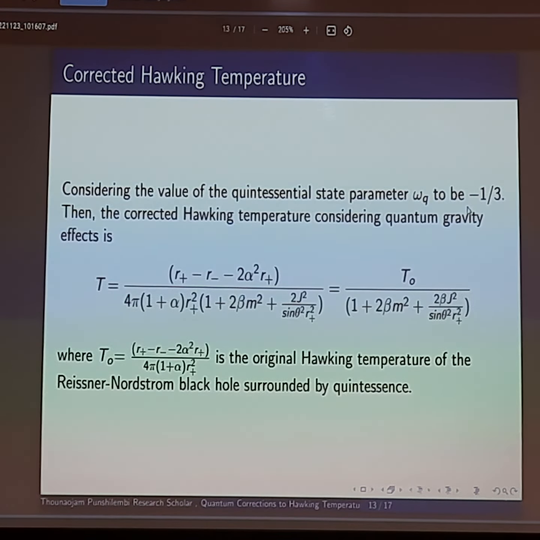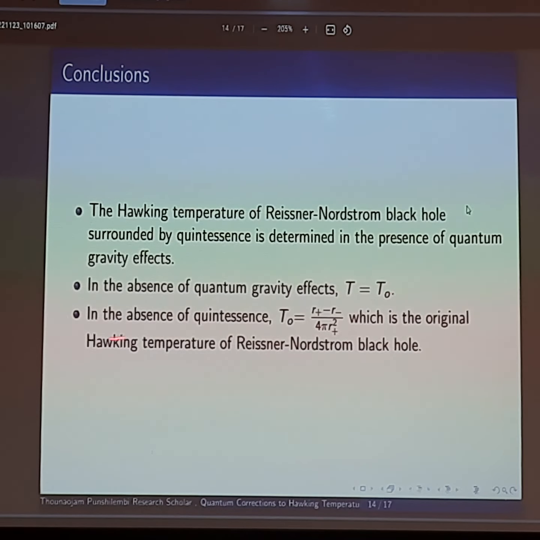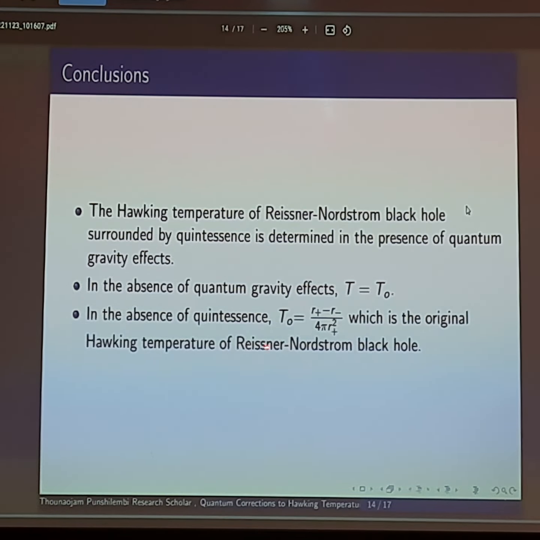And in conclusion, we have determined the Hawking temperature of the Reissner-Nordström black hole surrounded by quintessence in the presence of quantum gravity effects. In the absence of quantum gravity effects, the original Hawking temperature is recovered. And in the absence of quintessence, the original Hawking temperature of the Reissner-Nordström black hole is also recovered.